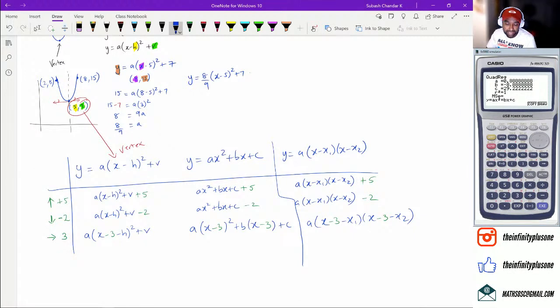And likewise, it's the same if you're going to the left side. Let's say you're going left by, I don't know, 7 or something like that. What you're going to do is go a, and because we're going to the left side, we've got to add it. So it becomes x plus 7 minus h squared plus v.